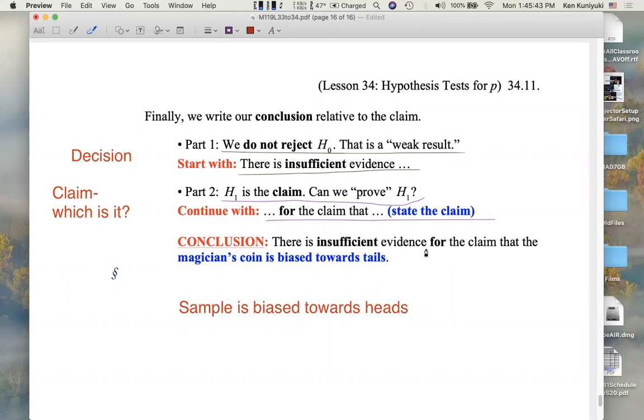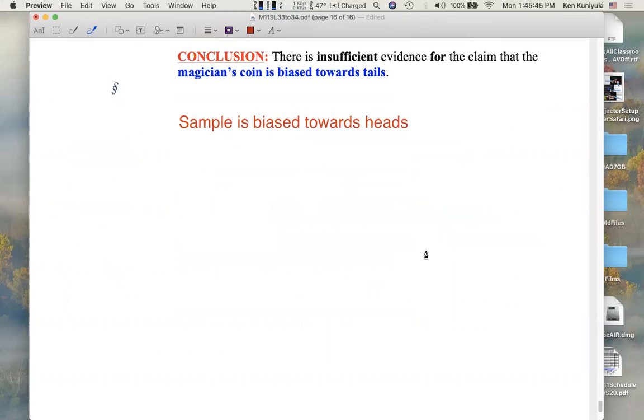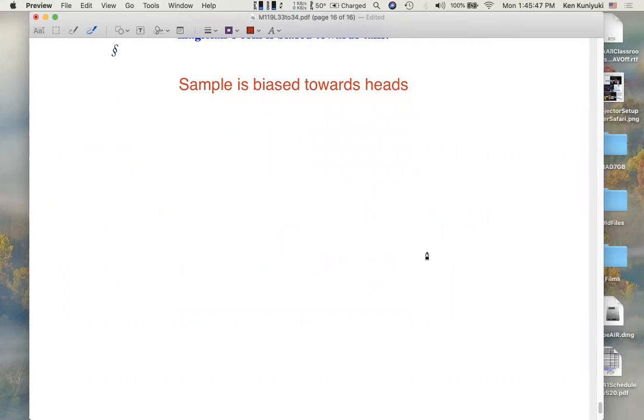If the alternative is a claim. Next up, test for other population parameters.